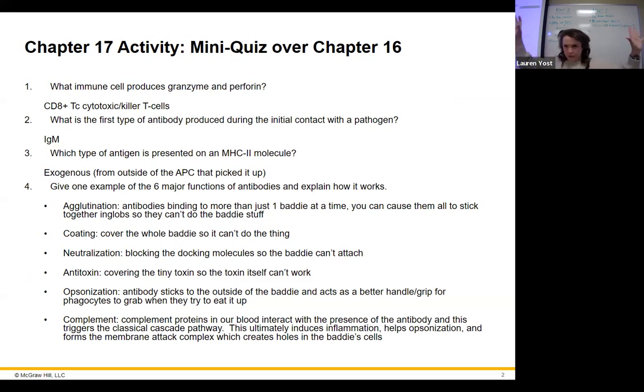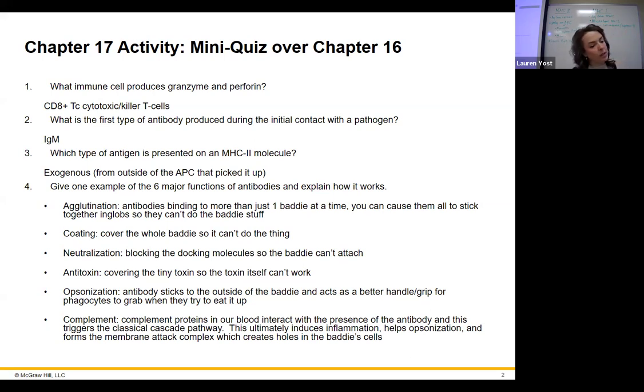So, but yeah, number 4, that is agglutination, causing all the bad guys to stick together with all the little antibodies and creating a big old globby mess so they can't do their thing. Coating, like we said, coat the bad guy, it can't do its thing. Neutralization, literally now not coating the whole thing, but just interacting with the docking molecules so they can't dock with the target. Antitoxin, coating the toxin so it can't do its thing. Opsonization is acting like a handle for phagocytes to grab onto so it can phagocytose easier.